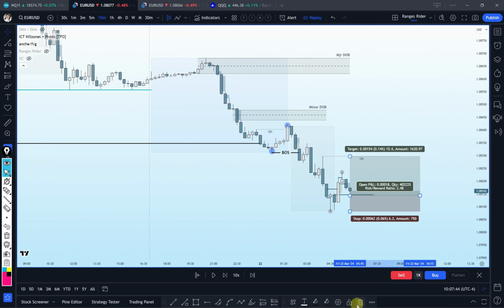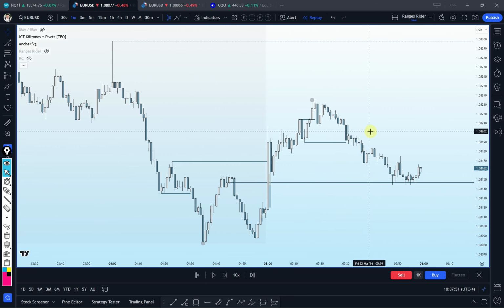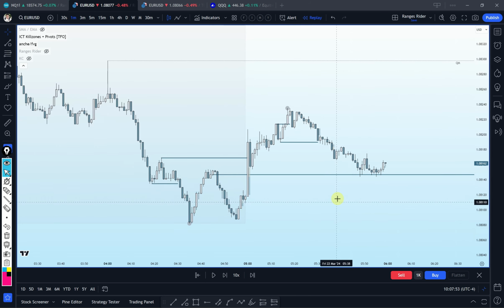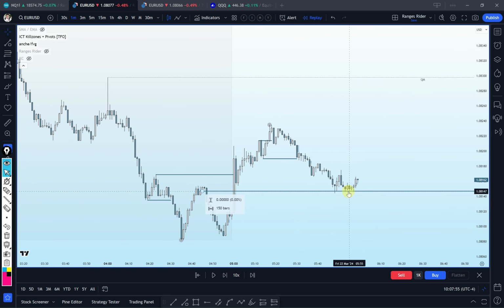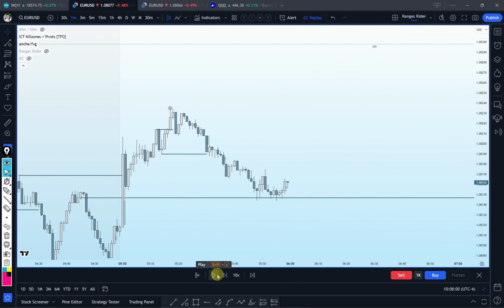In this case, we go on the lower time frame to find the confirmation entry. And for the confirmation entry, we are not looking for long here, right? So let's find the confirmation entry.